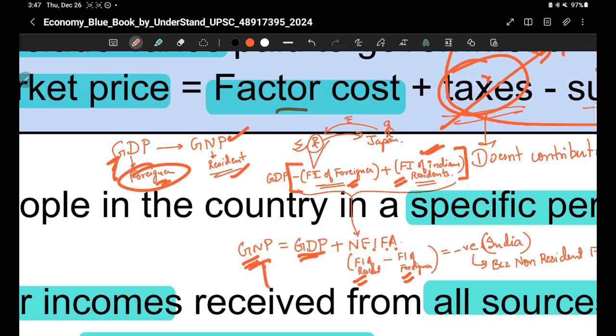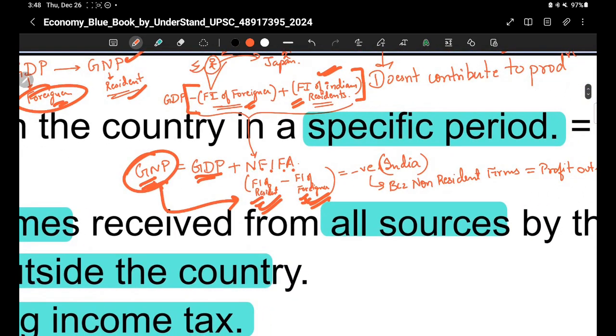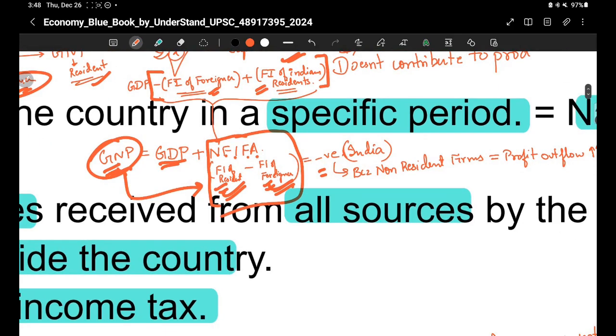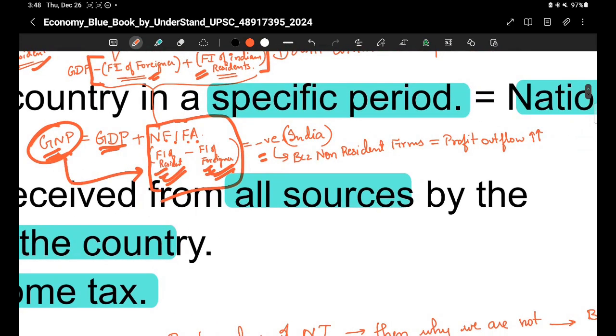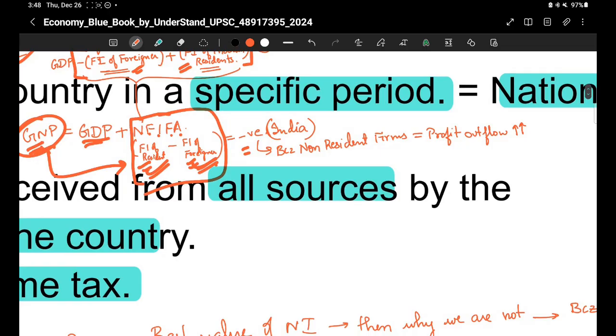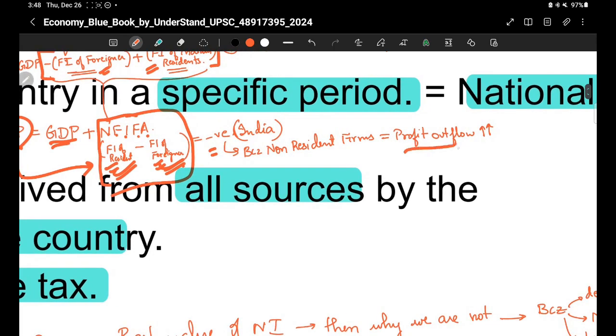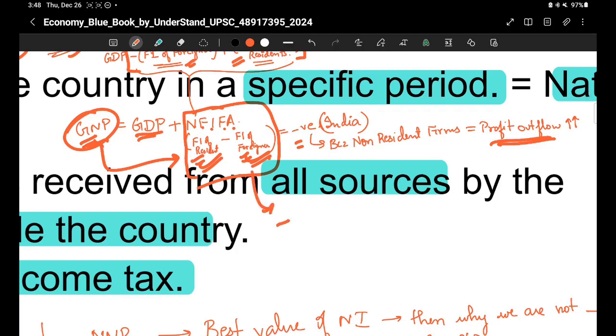Now you see here, GNP includes resident, we are including resident, and we are excluding the foreigner. So hence we are getting the GNP here. But for India, this net factor income from abroad is a negative value. Why? Because most of the non-resident firms in India, like Toyota, Suzuki, or before it was let's say Harley Davidson and all that, are non-resident firms, right? So they earn from here and they send all the money back to their home country, right? So profit and all is going outside India. So this value is becoming negative. Foreigner income is more.